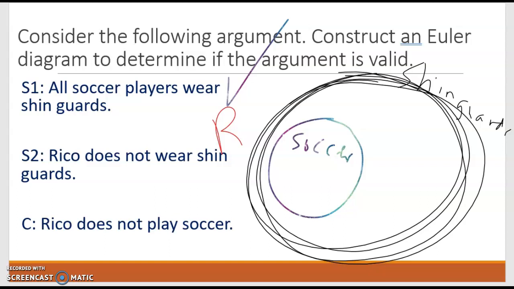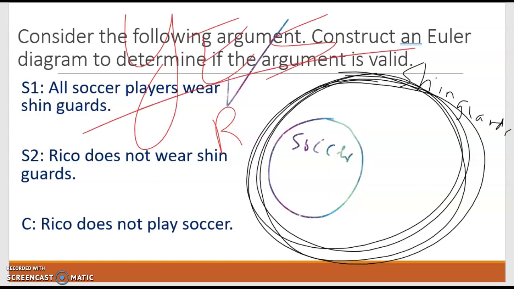So the conclusion that Rico does not play soccer holds true, because the soccer players are inside that black circle where Rico does not live, right? He lives outside of the shin guard circle. And therefore, yes, this statement is valid. Based off of our Euler diagram that we created, we have a valid argument.